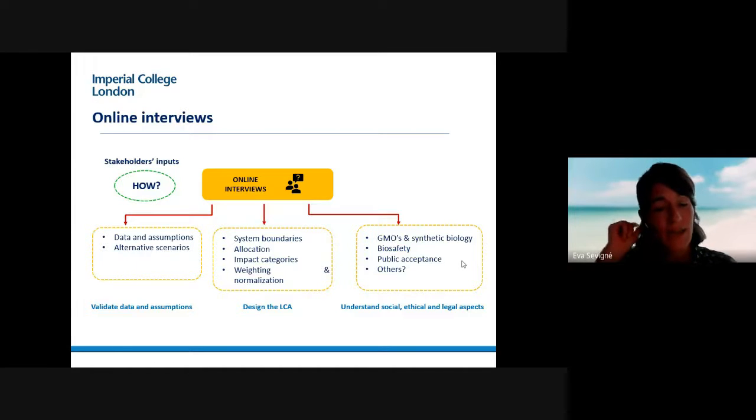In the second part, we used the stakeholder inputs in the process to design the LCA. So we were discussing what system boundaries we need to include into this study, why, what not, what type of allocation different stakeholders believe is more interesting or more representative, more credible for them, and why. What type of impact categories, so what is more important for them and why, what is necessary to include, what not. And finally, to what extent is it important to include weighting and normalization into this LCA.